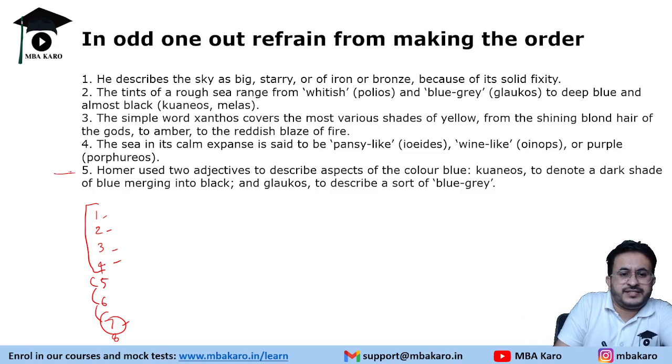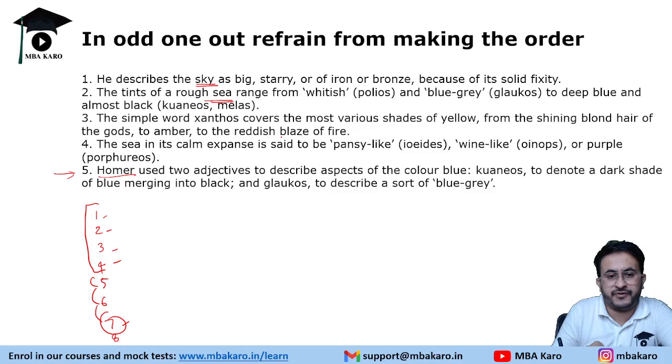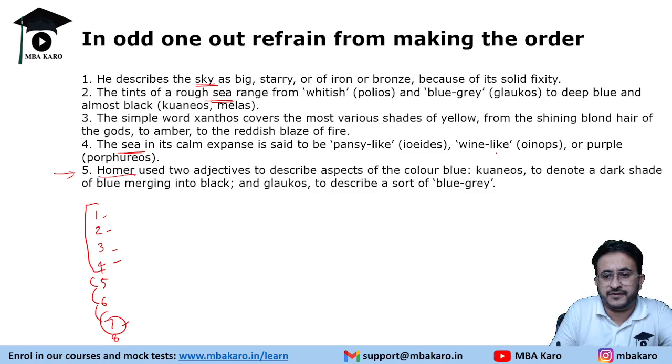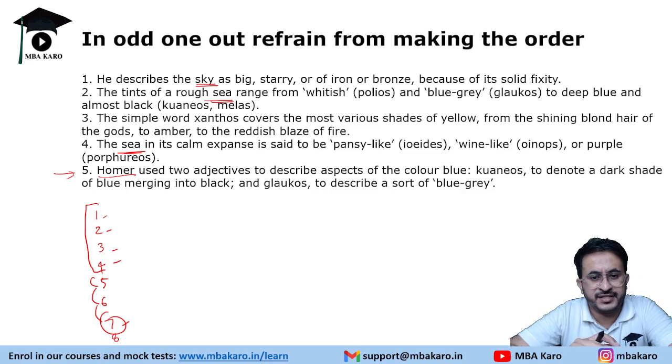If you use C as a parajumble, you will say that this will be the first sentence. Homer, some person has been described. He describes the sky as big, starry, so he's describing sky. The tints of a rough sea range from whitish foam and blue gray to deep blue and almost black. So he's describing the sea, okay, sky, sea. The simple word xanthos covers the most various shades of yellow, from the shining blonde hair of the gods to amber and the reddish blaze of fire. The sea and its calm expanse is said to be pansy like, wine like, or purple. Right? So, sea has been described.